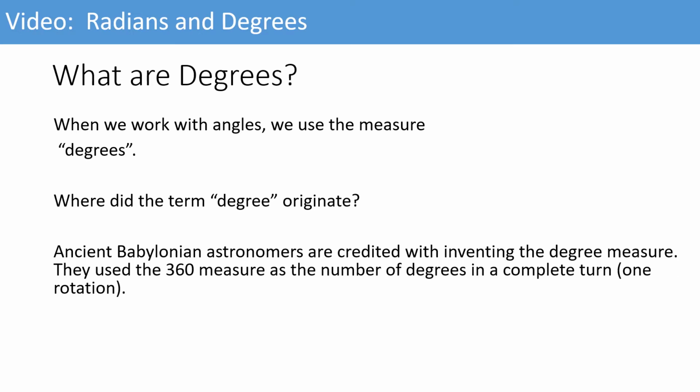Ancient Babylonian astronomers are credited with inventing the degree measure. They used the 360 measure as the number of degrees in a complete turn, what we would call one rotation.